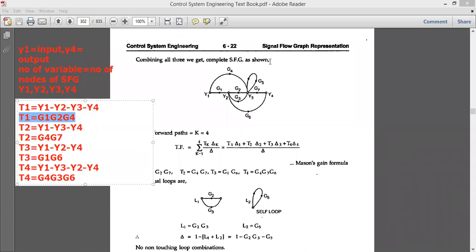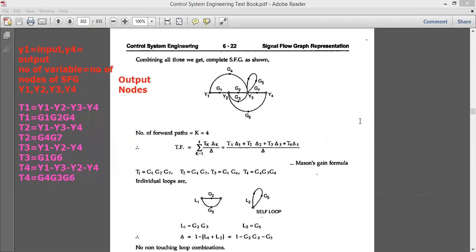Even though you can do it by another mechanism, this is the simplest way of finding the forward path. Now, how many forward paths do we have? T1, T2, T3, and T4. So based on these, find the value of K. The value of K here is equal to 4 because we have a total of 4 forward paths. After finding the forward paths, go for finding the loops.